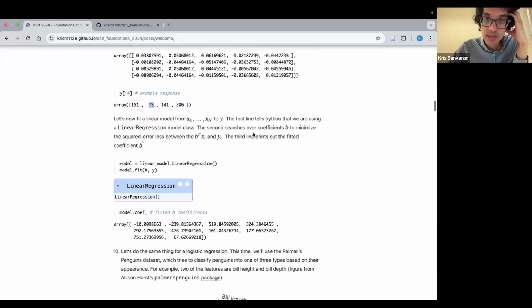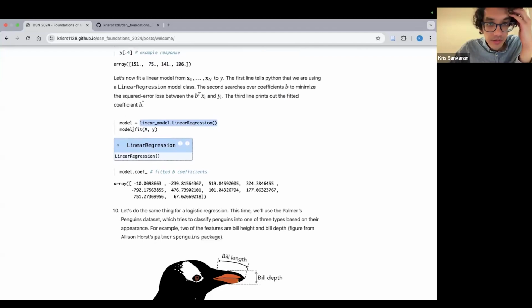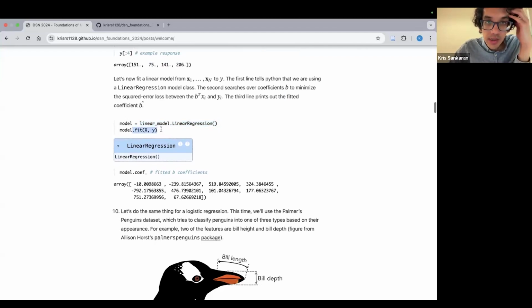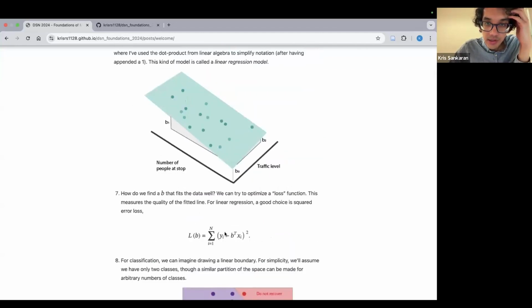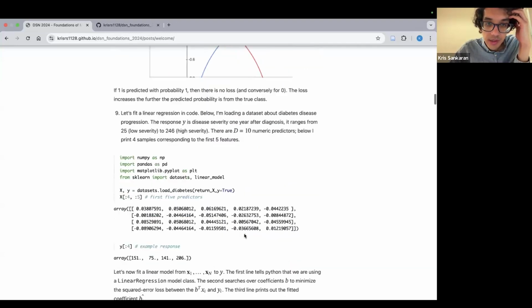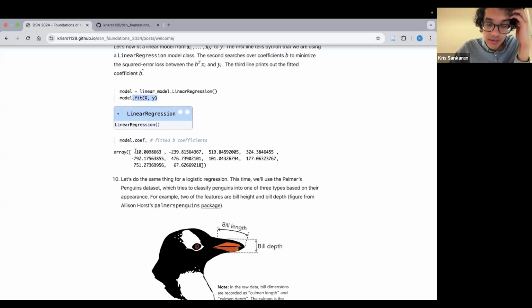So they make it pretty easy to choose this value B, right? This is a continuous response, so we're going to use linear regression. You can use this linear regression module. You fit X and Y. Under the hood, it's solving this optimization, the least squares. And it gives us these coefficients.